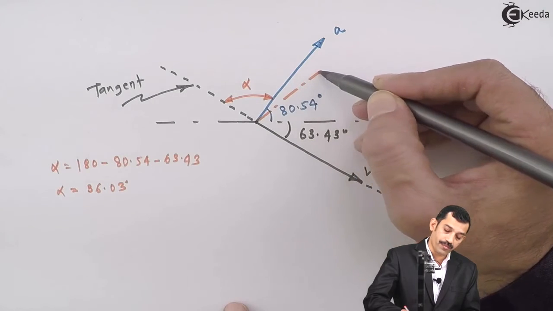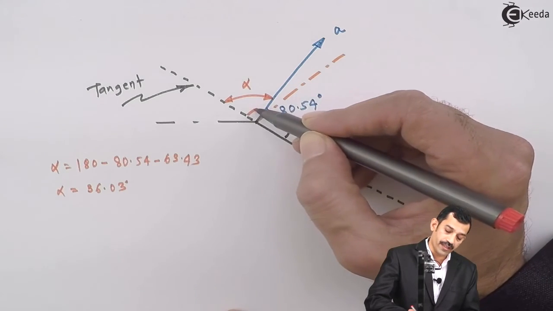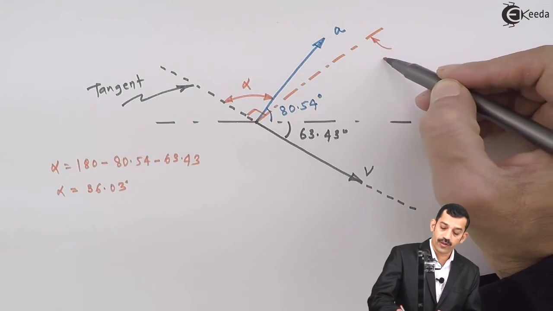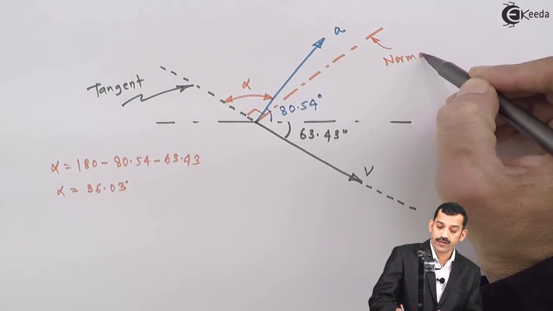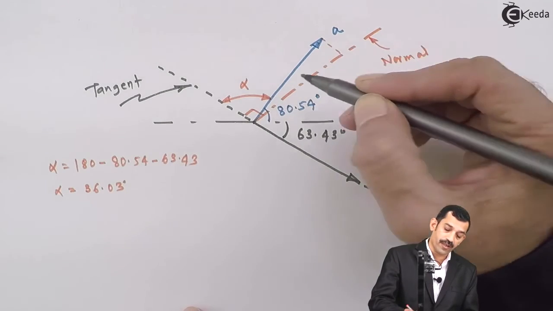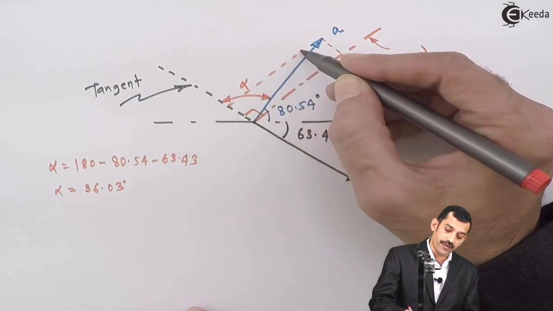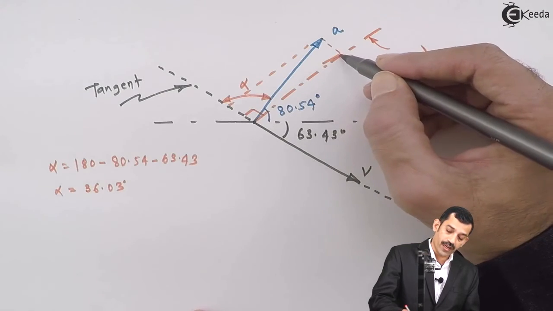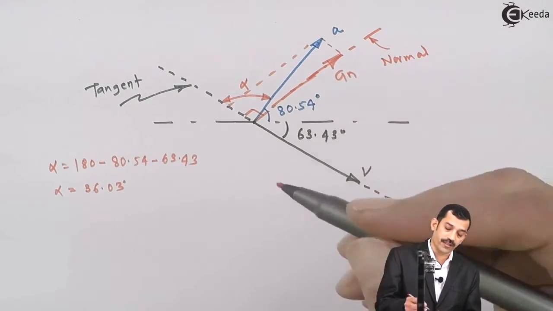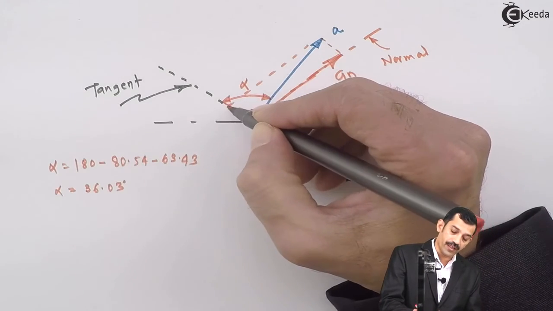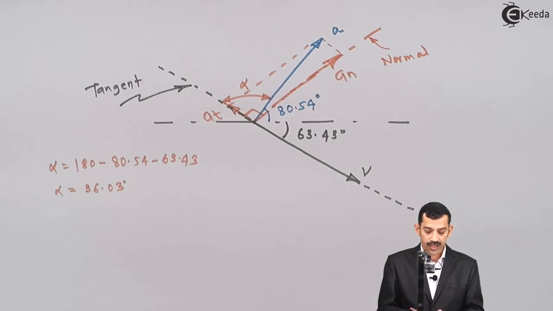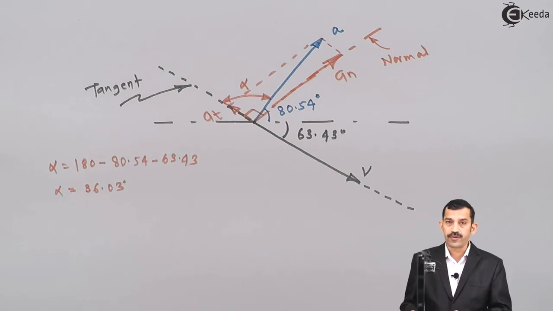Once we get this angle, now if we resolve, I'll draw here a line which is perpendicular to tangent. That means this line represents normal. Already you are getting one line as tangent. From this one, I will draw perpendicular. Now this component along normal represents the normal component of acceleration. The other component represents the tangential component of acceleration.